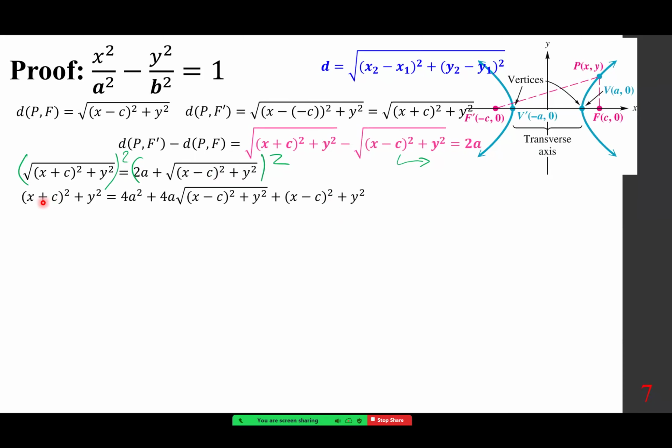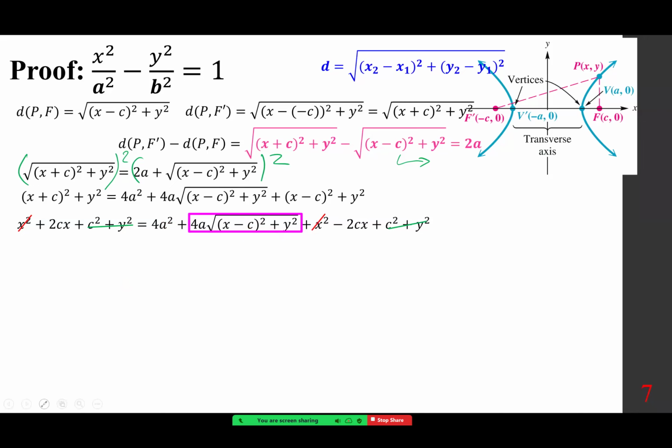So this simply becomes x squared plus 2cx plus c squared plus y squared. This doesn't change. This becomes x squared minus 2cx plus c squared, and this is just y squared. Now, we look at both sides. We notice we have x squared identical. We don't have to move them. We just get rid of both. We see both sides have c squared and y squared identical. We get rid of them. And then this one, we are going to keep unchanged.